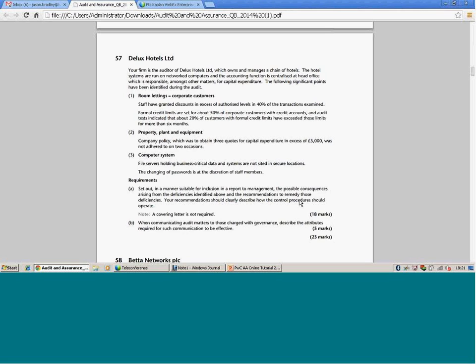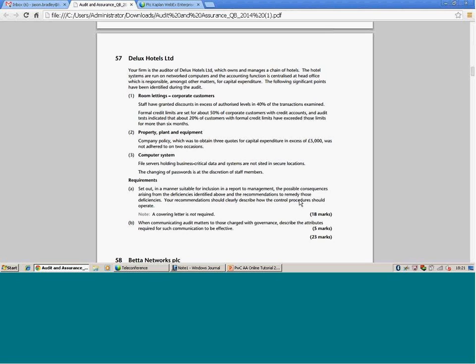Property, plant and equipment. Company policy, which is to obtain fee quotes for capital expenditure in excess of £5,000, was not adhered to on two separate occasions. That could potentially be a huge problem: capital expenditure that's well in excess of £5,000. So maybe they wouldn't get quotes on a new room for £30,000 or £40,000 or £50,000. So we could potentially have some problems.